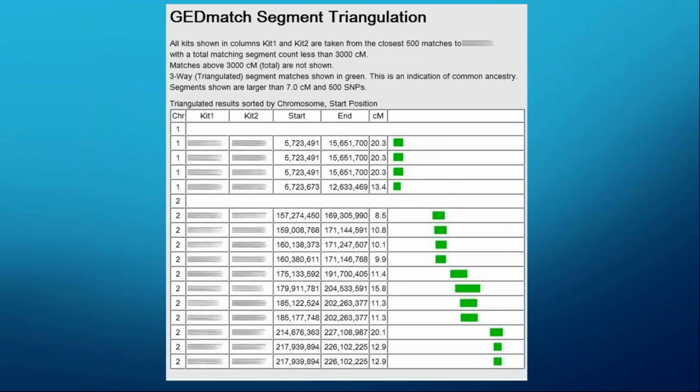This is an example of the kinds of results you can get by using the segment triangulation tool. Again, it has starting and ending points, the number of centimorgans, the more the better, as we know, and where the overlaps might be between you and other kit members. The more overlaps you have, the longer the centimorgans, the more likely that you are to share a common ancestor.